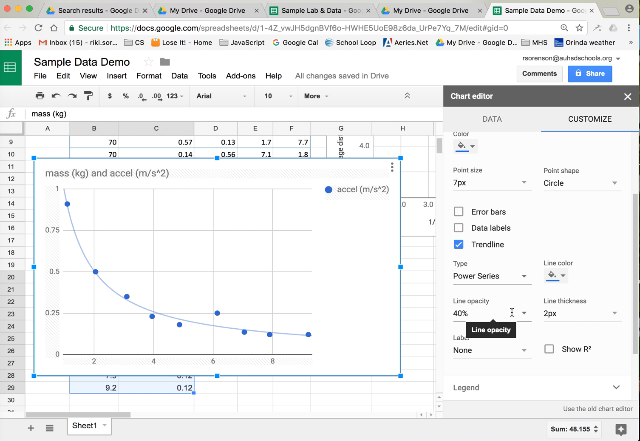In other words, power could be x to the 2 power, x to the 3 power, or it could be x to the minus 1, x to the minus 2, x to the minus 3. So in this case, the mass and the acceleration are related. They're inversely related, so it's to the negative 1 power.